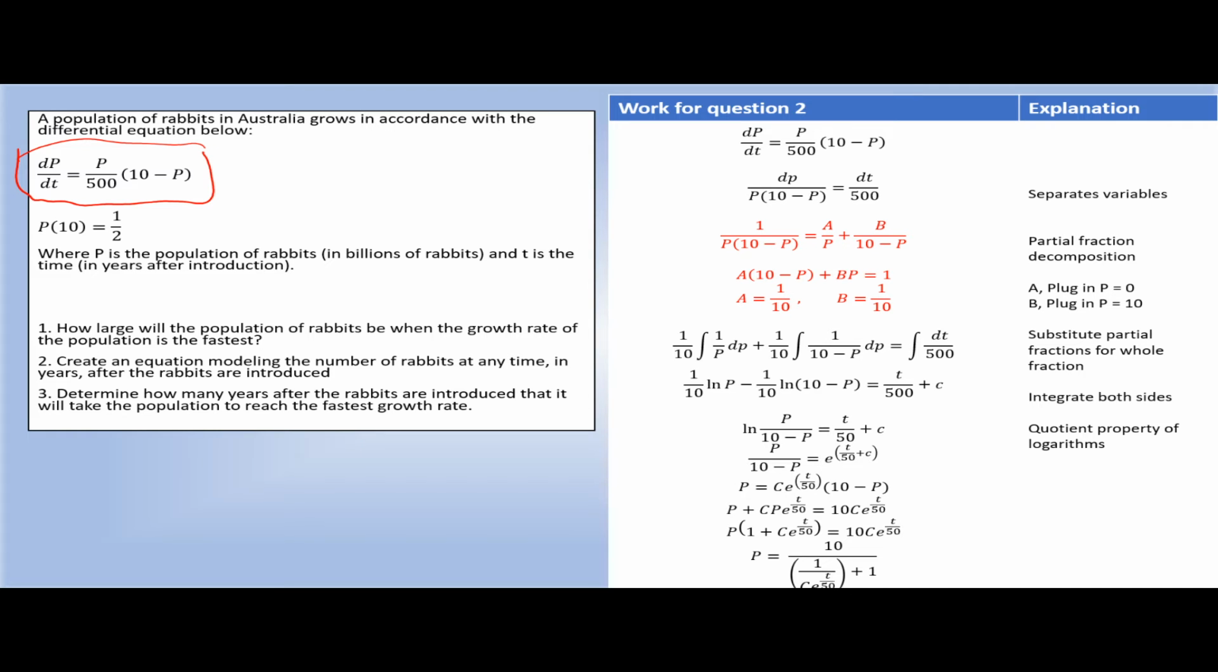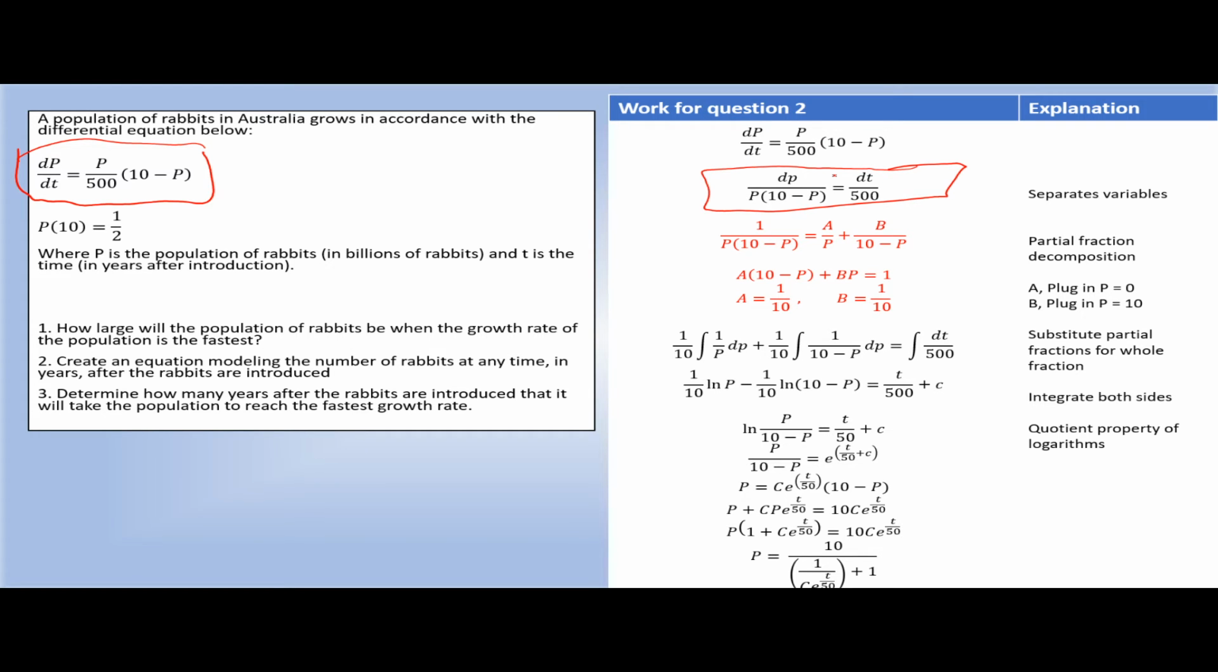At half of that, so at 5 billion rabbits, our rabbits would be growing as fast as possible. Okay, so to solve this, to get a new equation for the population of rabbits at any time, we could create a separable differential equation. So I'm going to move all my p terms to the left and all my t terms to the right. So divide by p, divide by 10 minus p on both sides, and then multiply by dt on both sides, and I'll get this equation.